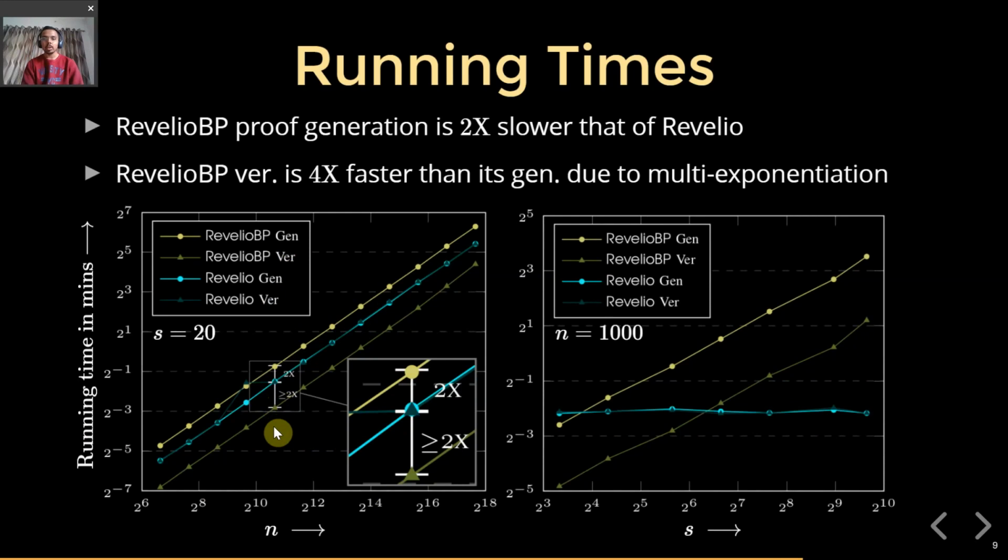So here we had noted that the Revelio BP verification is almost 2 times faster than Revelio verification, and Revelio BP also had an order of magnitude smaller proof sizes. So definitely it seemed to be a better alternative. But the benefit of faster verification is only possible up to a certain S, after which the Revelio BP verification is slower than that of Revelio verification.